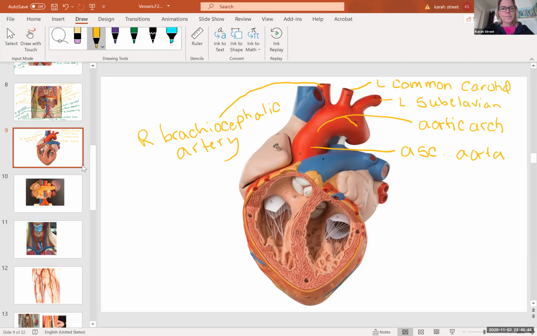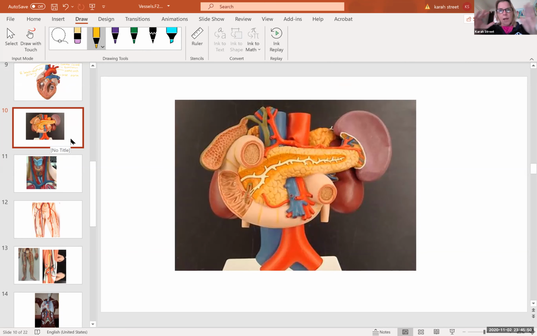Because I didn't put my slides in order in the first place, we're hopscotching around. And we're right back down into the abdominal cavity. Here is our abdominal aorta. Here is our left and right common carotid.